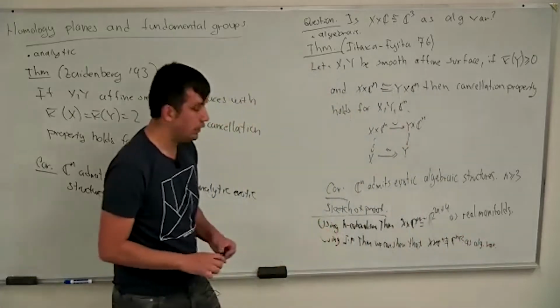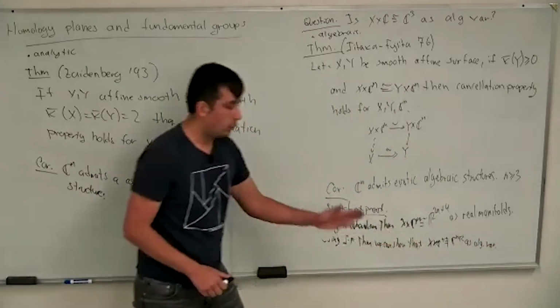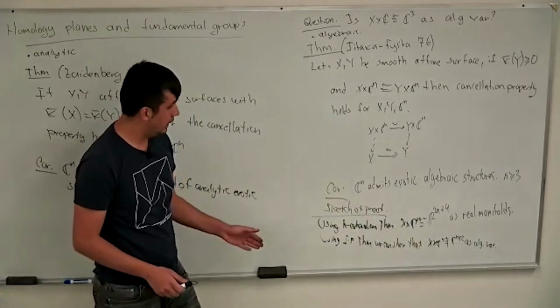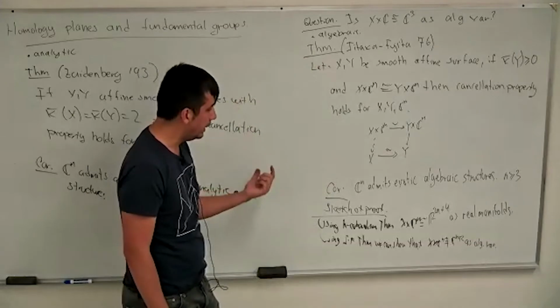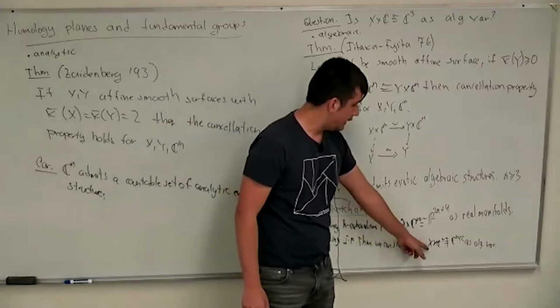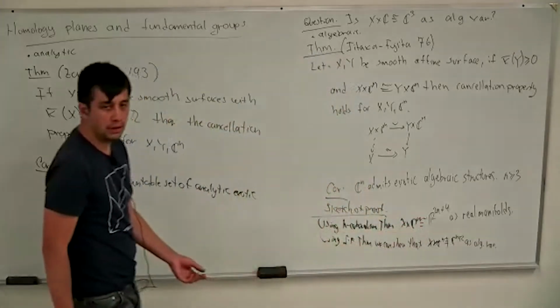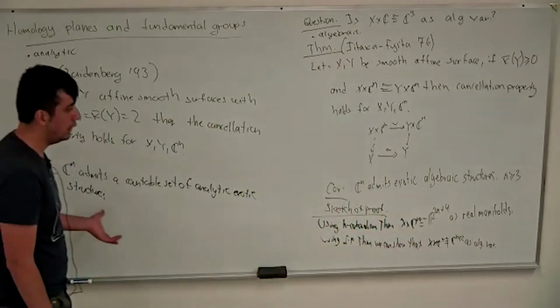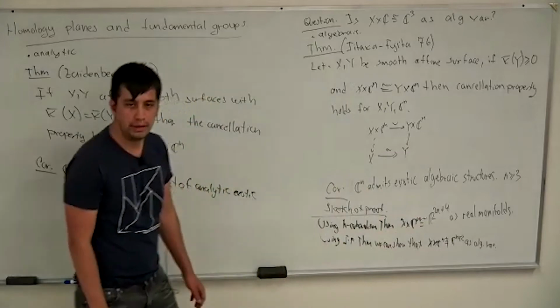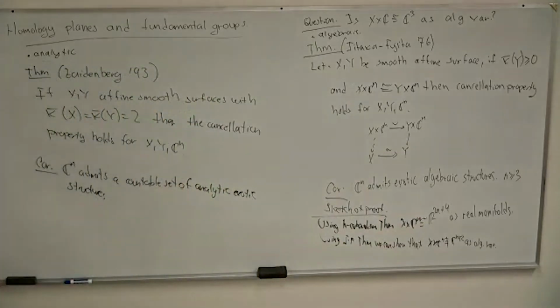Why? Because if this were the case, we could simply cancel the Cn by using this cancellation theorem, and then we would get that X is isomorphic to C2. And then this will contradict the Ramanujan theorem, the Ramanujan example. Okay? So this X is that.